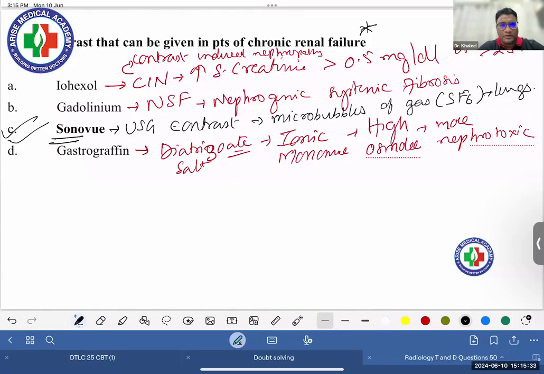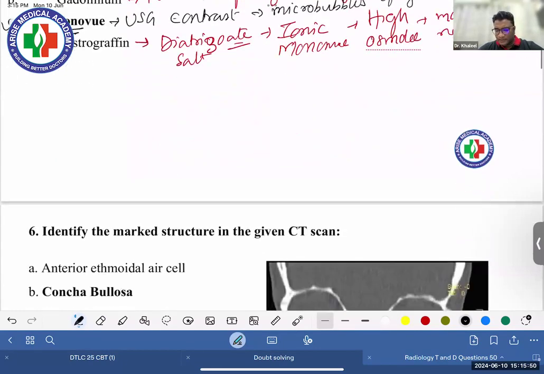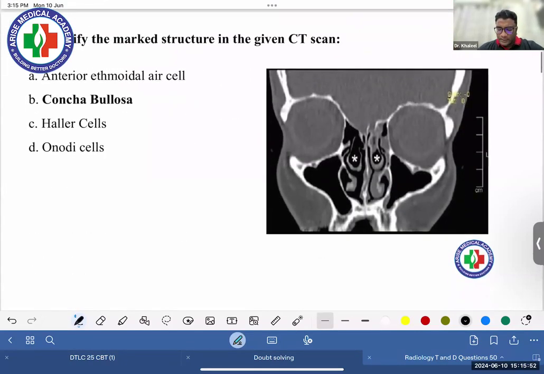I taught you this in your classes also. If you look at the notes, pre-contrast RFT is not needed for ultrasound contrast agents. We don't need to measure serum creatinine levels and so on before doing the ultrasound contrast. Ultrasound contrast agents are safe in kidney pathologies. Next thing. Did you get this right?